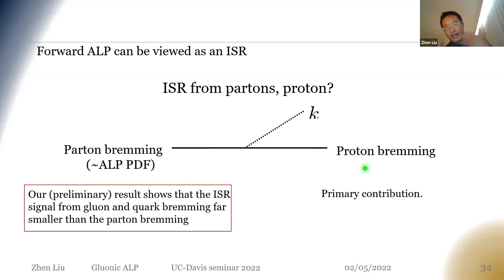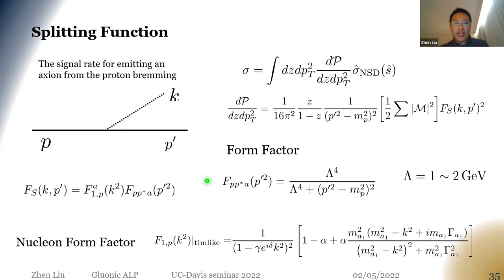So it's a primary contribution that we can use. There are several pieces. We can use the factorized treatment of proton Bremsstrahlung: proton goes to an axion plus a proton prime, which goes through the hard scattering, introducing several form factors in this splitting calculation. Okay, those details I don't have time to go over.